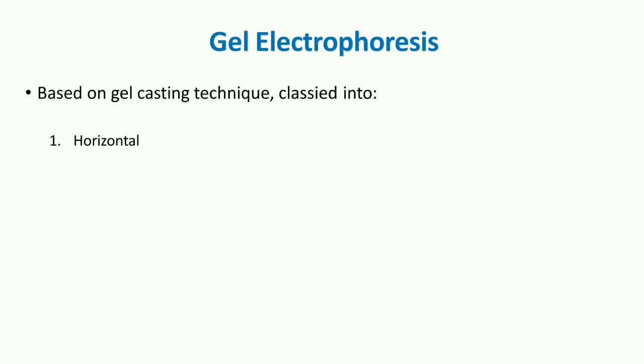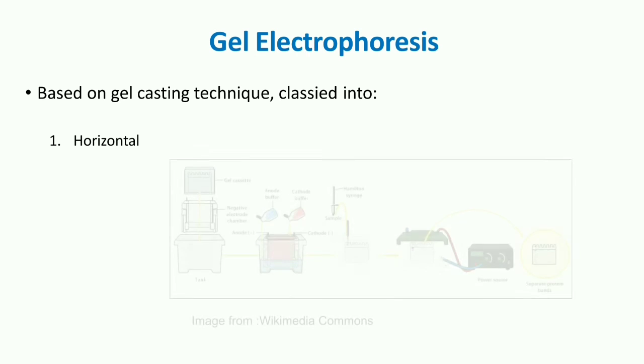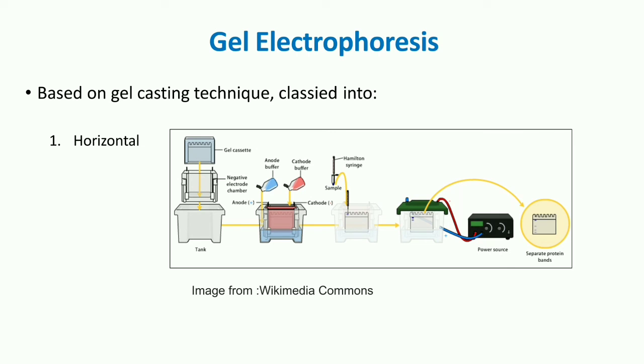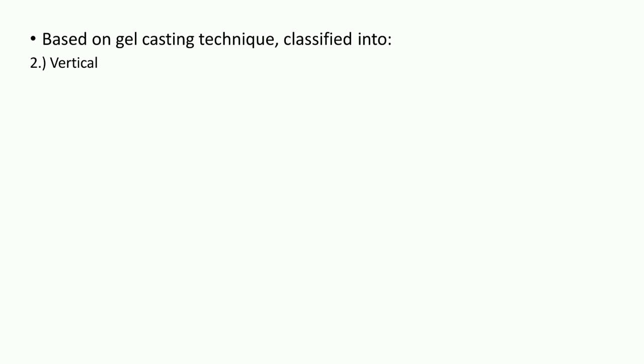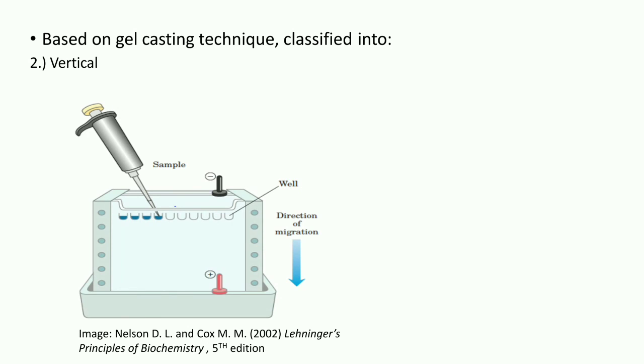So based on the gel casting technique, electrophoresis can be divided into two types. Horizontal gel electrophoresis is mainly used for immunoelectrophoresis as well as isoelectric focusing, and also in separation of DNA and RNA in agarose gel. On the other hand, vertical electrophoresis is mainly used for separation of proteins.